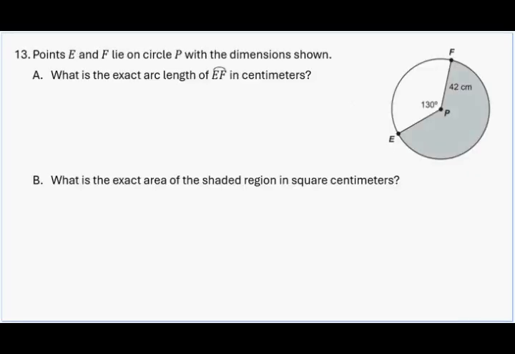All right, number 13. Diagram is given. Points E and F lie on circle P, dimensions shown. What is the exact arc length of EF in centimeters? Well, here's E to F. So that's part of our circumference. What fraction of the circle is it? It's 130 degrees out of a full 360-degree circle. And then we want the arc length, so let's use our circumference, 2 times pi times radius 42.